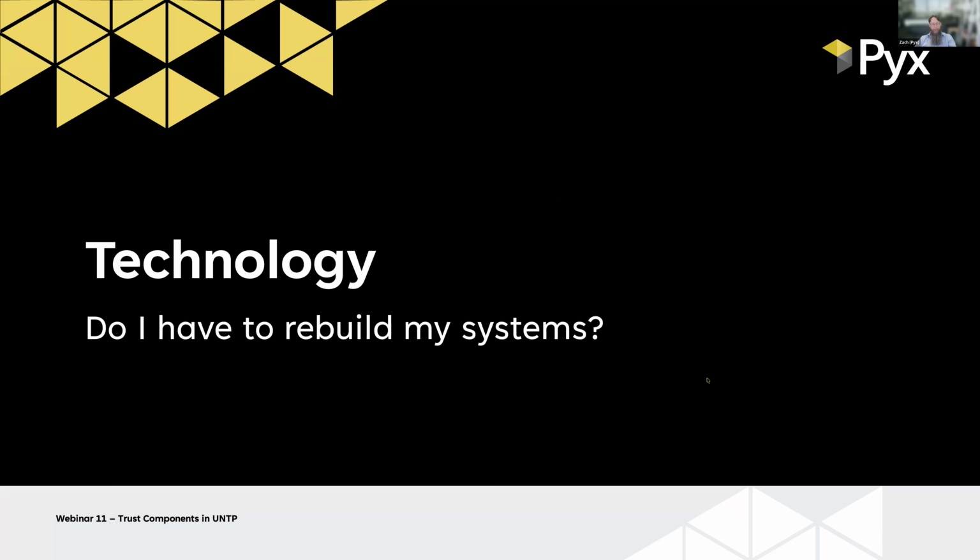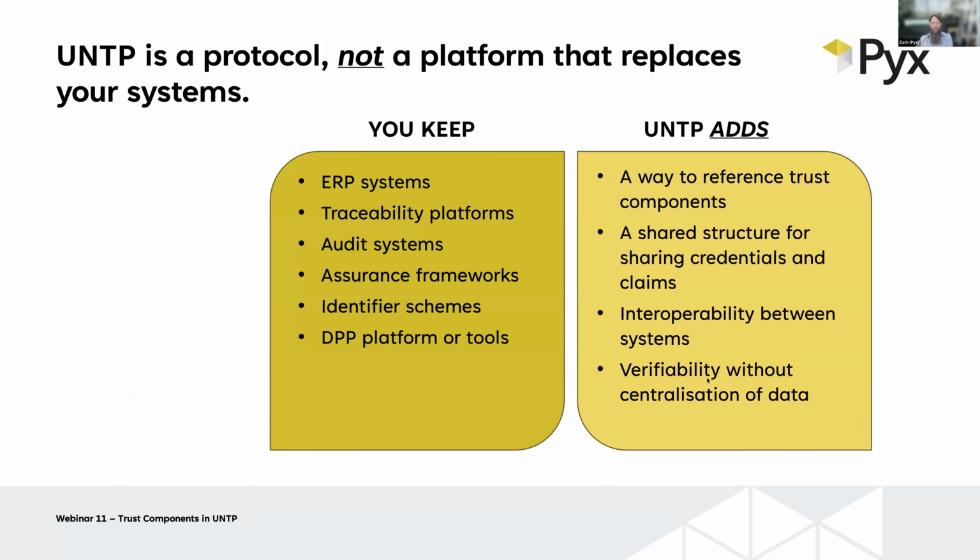So from a technology perspective, we're going to talk about how these trust components build on top of each other and how the technical elements of UNTP augment your existing systems and mean that you get even more value out of the work that you're already doing. So you keep your existing ERP systems and traceability systems and audit programs and assurance frameworks and identifier schemes. What UNTP adds to that is a way to reference trust components, a shared structure for sharing credentials and claims, interoperability between systems, and verifiability without centralization of data. And we're going to talk about how that does occur.